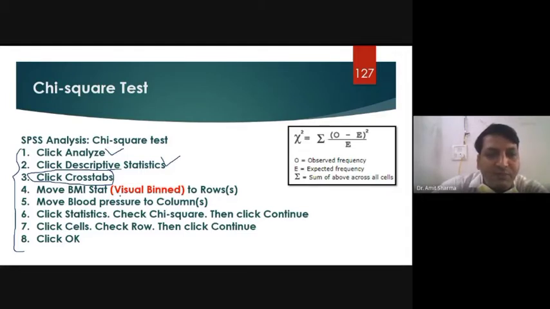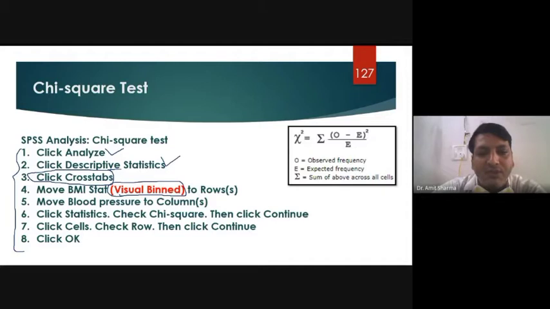This visual binning, why I have written in red color, is because the BMI data which you are going to take will be given in the form of numbers when you have taken the data from the hospital. So by using the visual binning command, like we did in ANOVA, you have to convert your numerical variable into a categorical variable. Once you get the category of BMI or the category of blood pressure, because blood pressure data also you are going to get in numbers, systolic or diastolic, 180 by 90 or 120 by 80, you are going to get in numbers.